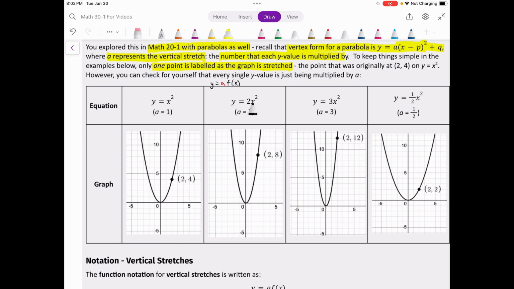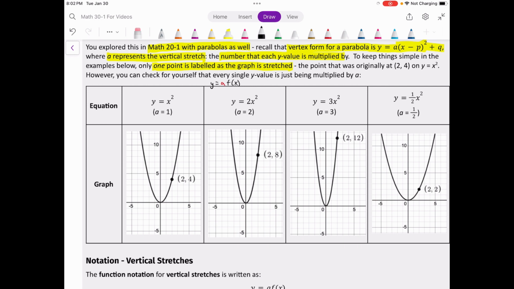It used to just be x squared. Now it's 2 times x squared. Every single y value compared to this one just got multiplied by 2. So notice what happened. The point that was at (2, 4) is now at (2, 8). Our graph is going up more quickly. It's been stretched vertically, okay?